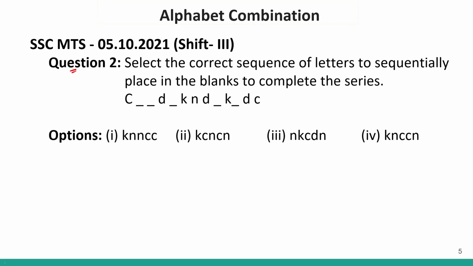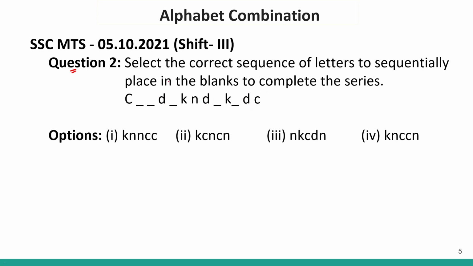Moving forward to question number 2. Question number 2 says, select the correct sequence of letters to sequentially place in the blanks to complete the series. So we are given a series which has certain missing elements and we have to fill in these blanks and find the correct sequence of letters that are required to complete the series. Now whenever we get a question like this, we divide it into smaller parts. So over here I can see D, D, D. So D is being repeated after every 4th place, right?